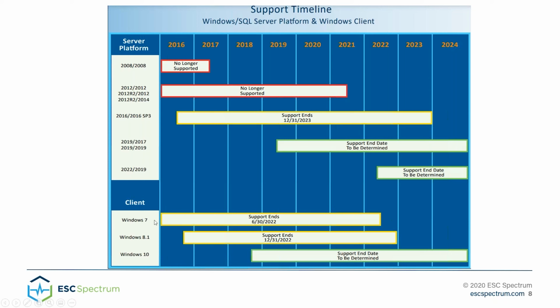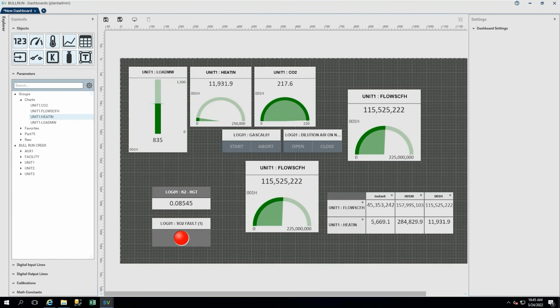We do have Windows 7 support ending June 30th, and then Windows 8.1 ending at the end of the year 2022. And then Windows 10 and Windows 11 have an indeterminate end date as of right now. So again, if for whatever reason we come across those issues and we aren't able to upgrade, just reach out to customer support. We can take care of it. They'll be able to help you out.